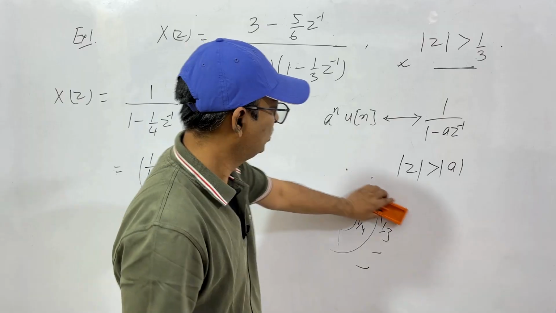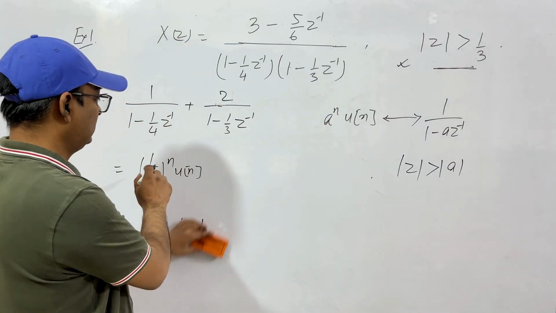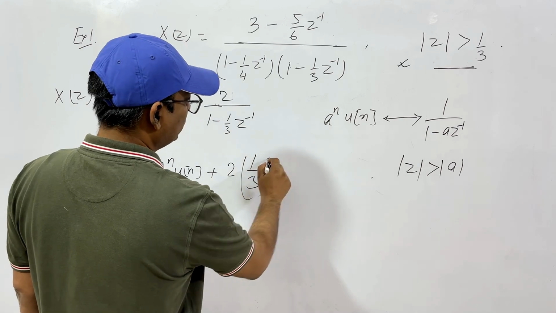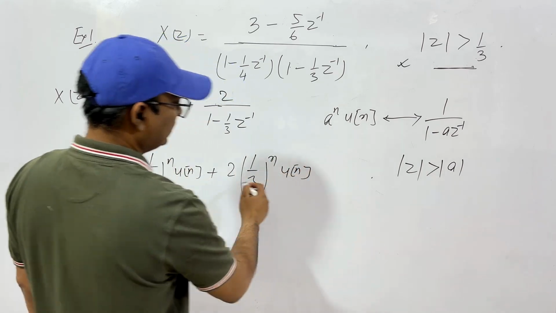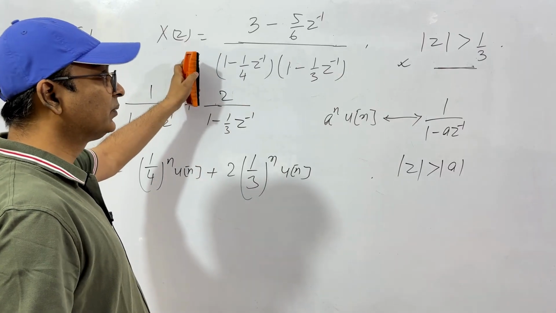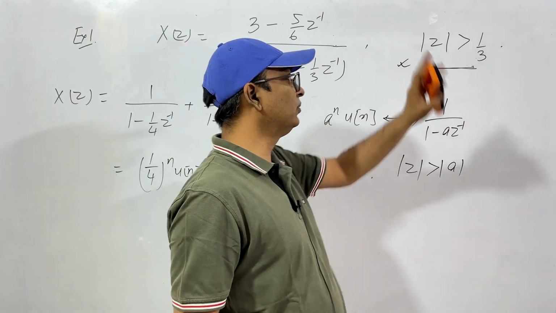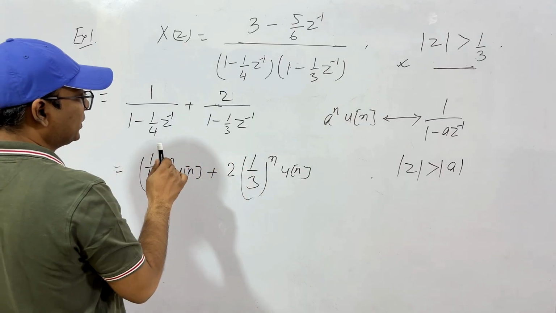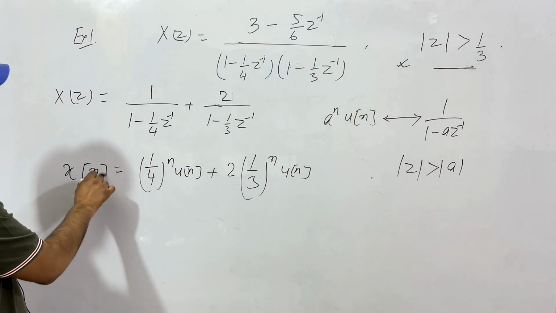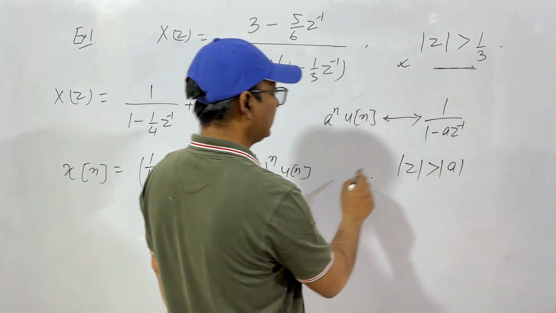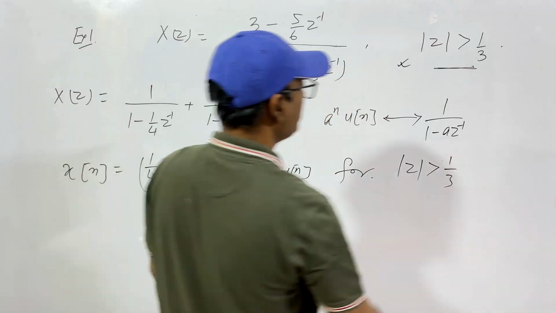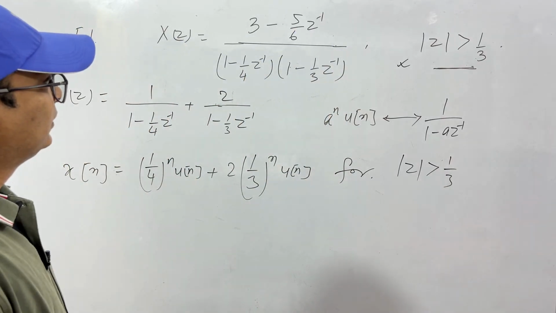So this is the value, plus twice 1 by 3 to the power n u[n], because z is greater than 1 by 3. So for this expression X(z), since the region of convergence is greater than 1 by 3, both these expressions give this sequence. So our x[n] is this, and again I am writing, for z greater than 1 by 3. So this is our first example.